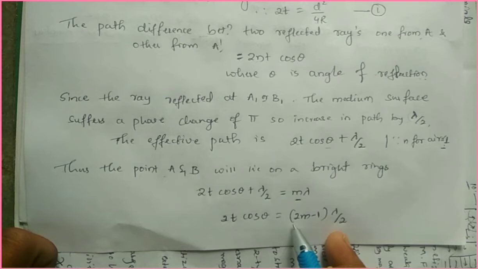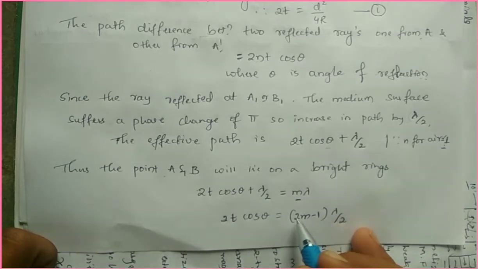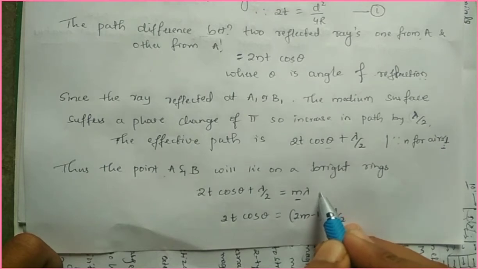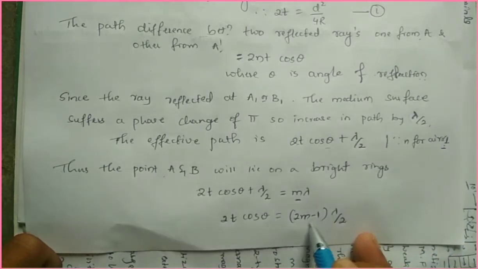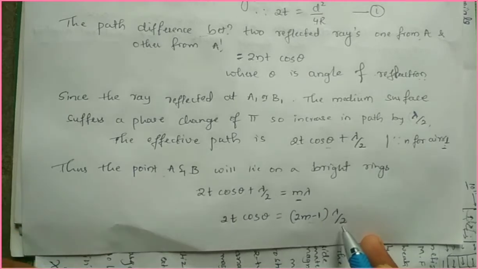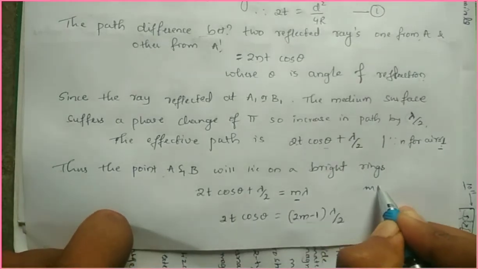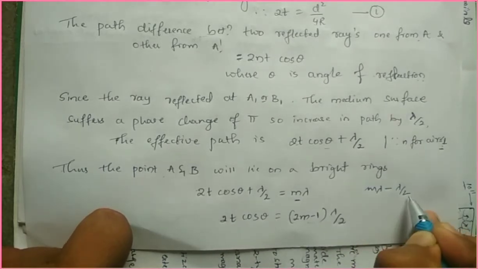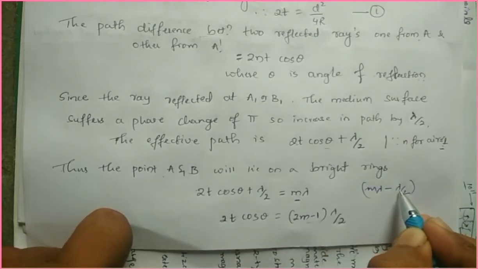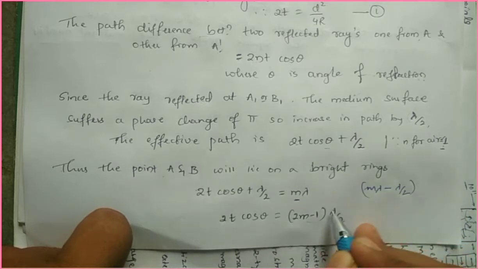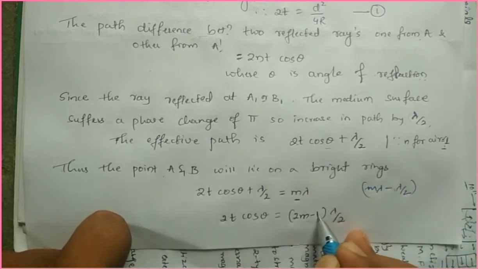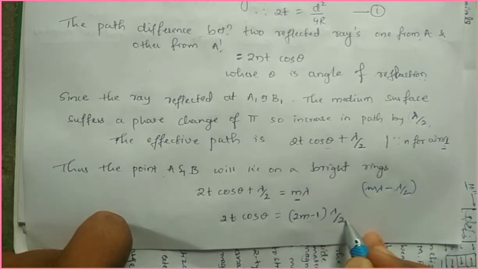So 2t cos theta equal to m lambda; if you send lambda by 2 to this side, minus lambda by 2, and take a common lambda by 2, at that time you get 2m minus 1, and here only 1 is remaining. Lambda by 2 is the common.